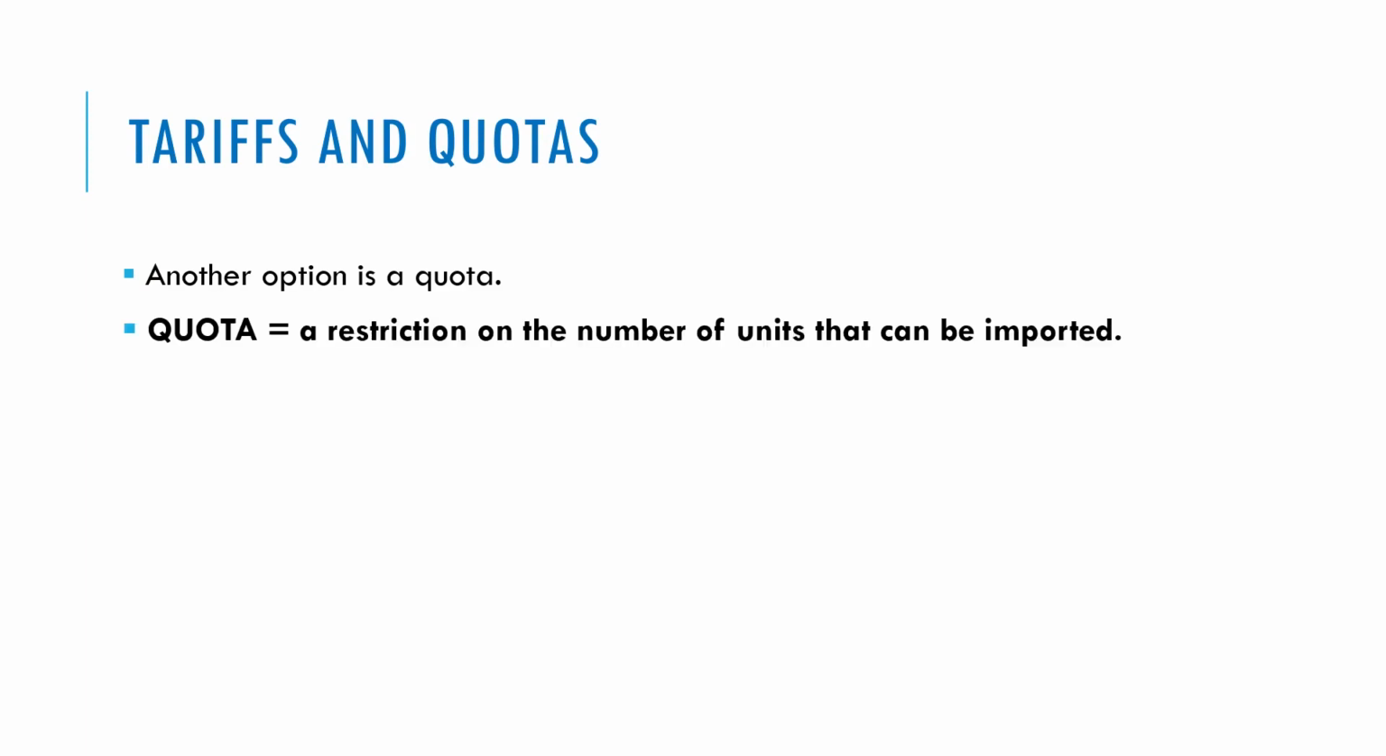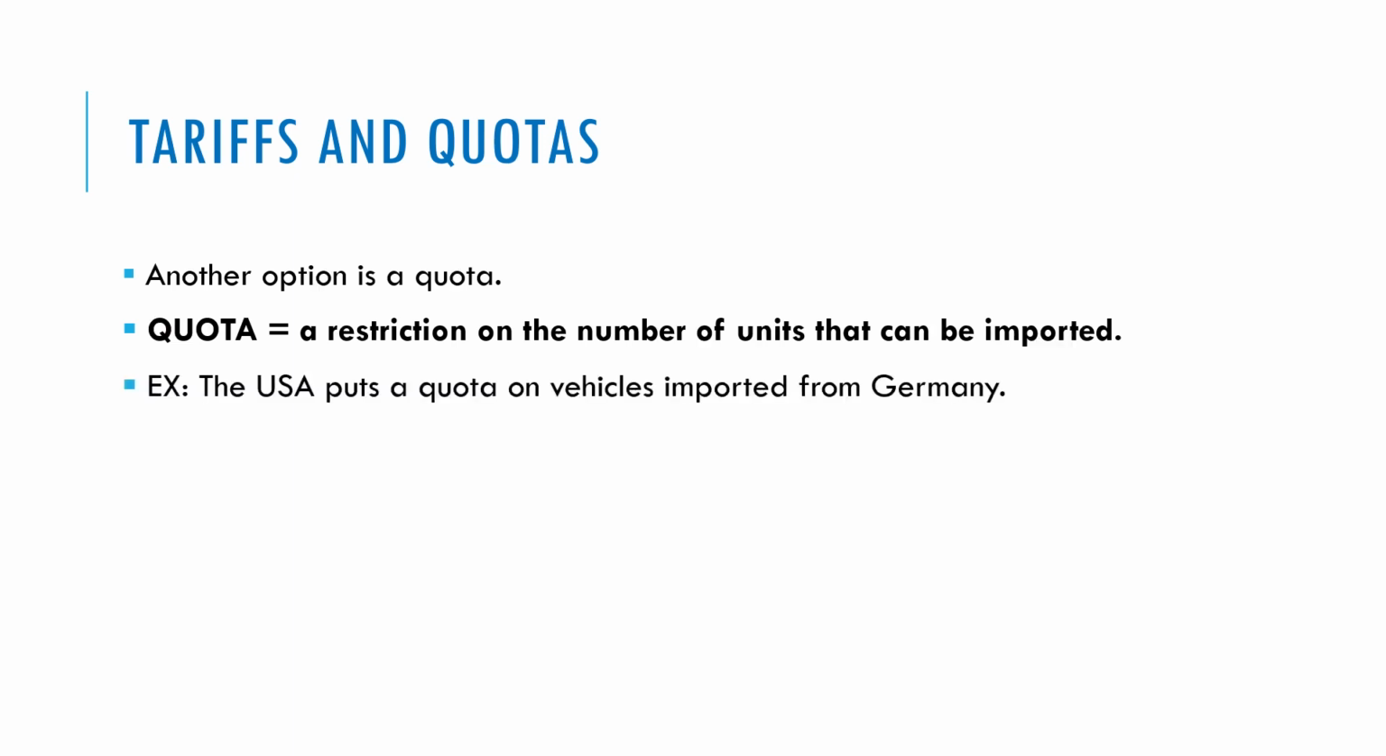Another option for imposing a trade barrier is a quota. A quota is a little different. A quota is a restriction on the number of units that can be imported. So a tariff is a tax, we're just directly taxing something, but a quota is more indirect. We're going to restrict the number of units that can be imported. For example, the United States puts quotas on vehicles imported from Germany. So think about what's going to happen when we do that. That is going to change the game just a little bit.